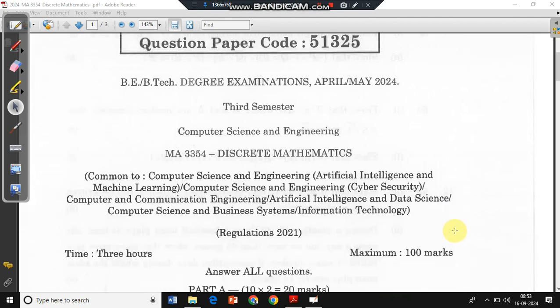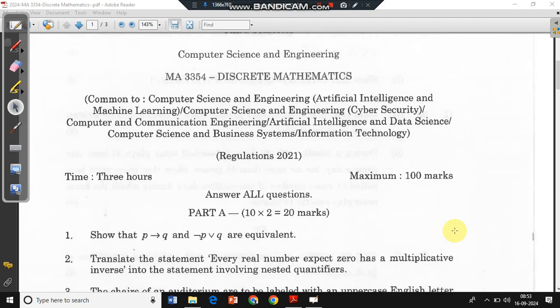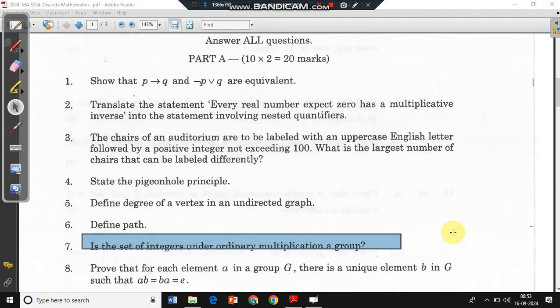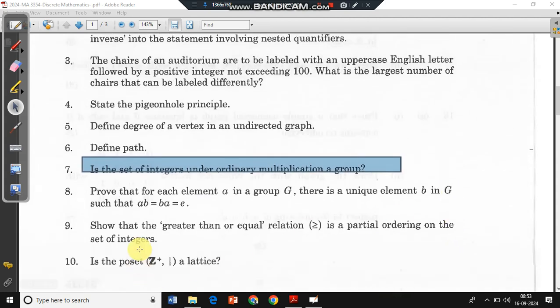Now I am interested in discrete mathematics, that too in unit number 4. Unit number 4, the question is: is the set of integers under ordinary multiplication a group? Is the set of integers under ordinary multiplication a group or not?